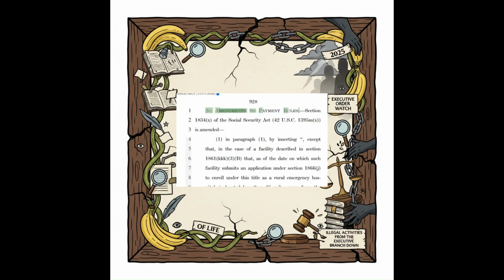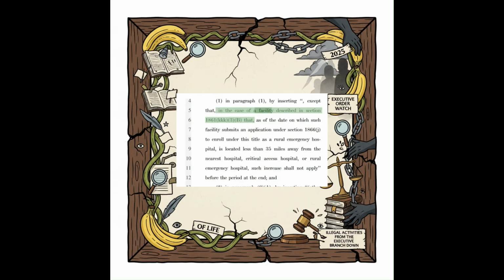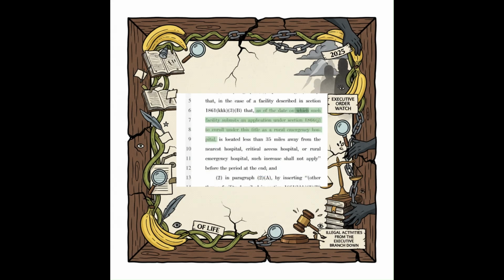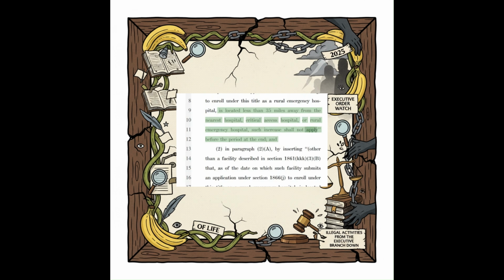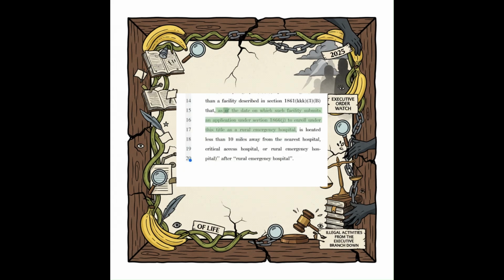928. Section 1834 of the Social Security Act is amended. In paragraph, by inserting, except that, in the case of a facility described in Section 1861 that, as of the date on which such facility submits an application under Section 1866 to enroll under this title as a rural emergency hospital, is located less than 35 miles away from the nearest hospital, critical access hospital, or rural emergency hospital, such increase shall not apply before the period at the end. In paragraph, by inserting that, as of the date on which such facility submits an application under Section 1866 to enroll under this title as a rural emergency hospital, is located less than 10 miles away from the nearest hospital, critical access hospital, or rural emergency hospital, after rural emergency hospital.